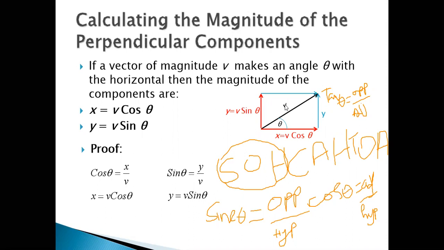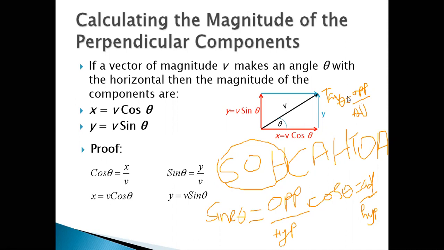Very simple. Okay, sine theta is equal to y over v, and then sine theta is opposite to hypotenuse. Here's the opposite, which is the vertical y over v. Again, that is the hypotenuse. Can you see? It's very simple.